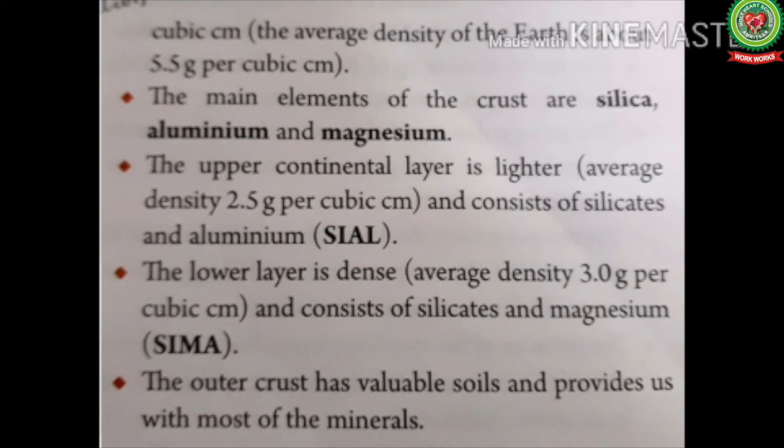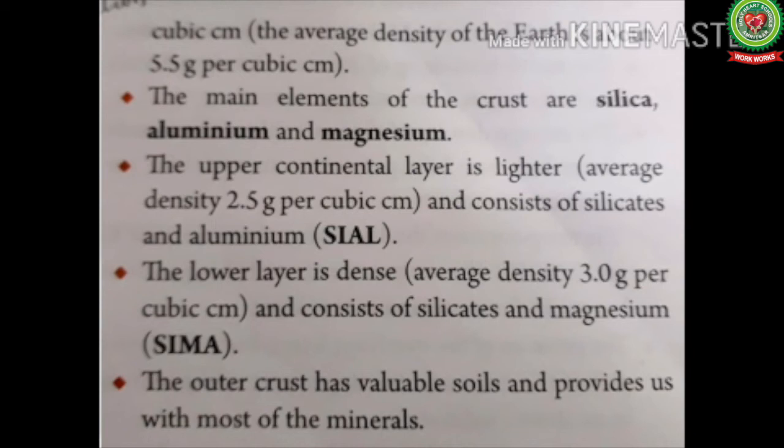The main elements of the crust are silica, aluminium and magnesium. The upper continental layer is lighter, average density 2.5 gram per cubic centimeter, and consists of silicates and aluminium. Therefore, it is known as Sial. The lower layer is dense, average density 3 gram per cubic centimeter, and consists of silicates and magnesium. Therefore, it is known as Sima.